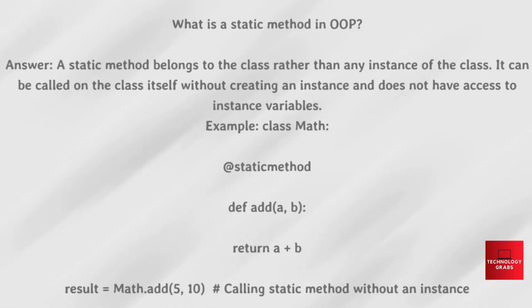What is a static method in OOP? Answer: a static method belongs to the class rather than any instance of the class. It can be called on the class itself without creating an instance and does not have access to instance variables. Example: class Math, @staticmethod def add(a, b): return a + b; result = Math.add(5, 10) # calling static method without an instance.